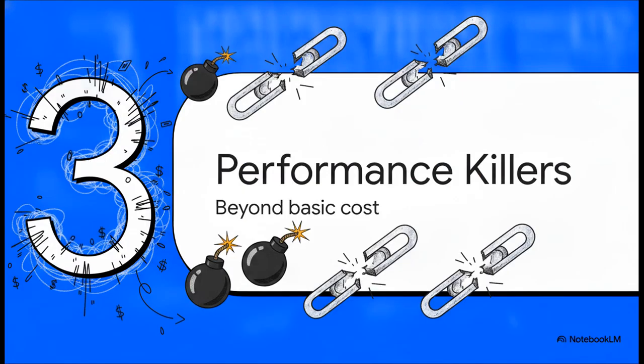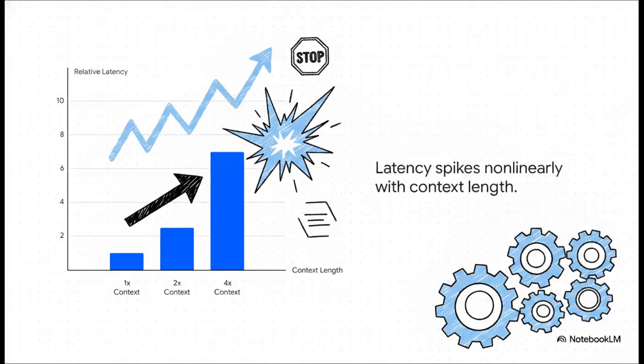Which brings us to part 3, the hidden performance killers. We have to look beyond just the basic cost. Killer number 1 is the time to first token spike, or TTFT. Context length and inference latency do not scale linearly. If you double your average context length, your latency spikes exponentially. Why does that happen? Because pre-filling a massive context creates a severe execution bottleneck in the attention computation. This all happens before your user sees a single word.